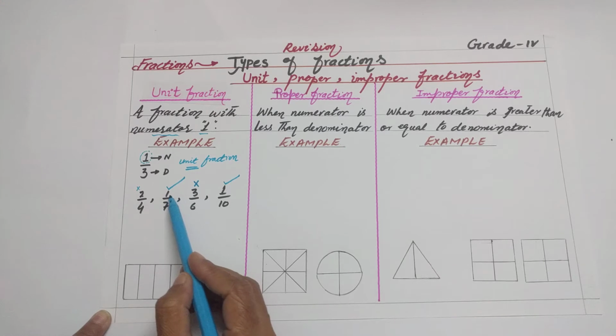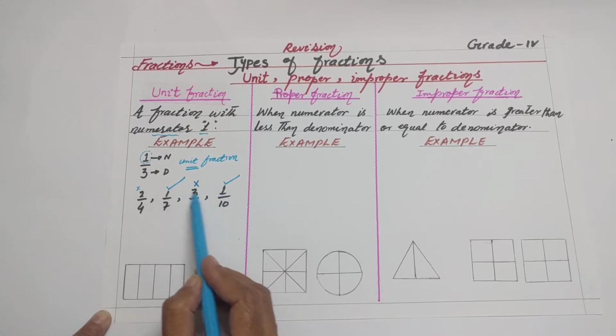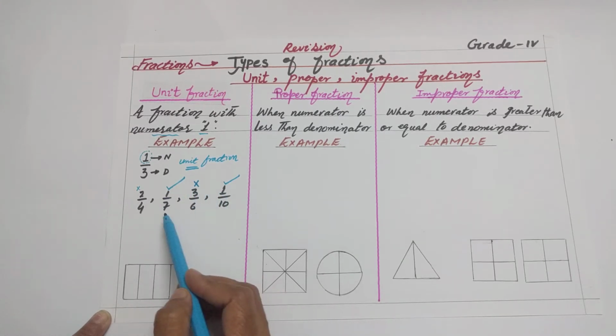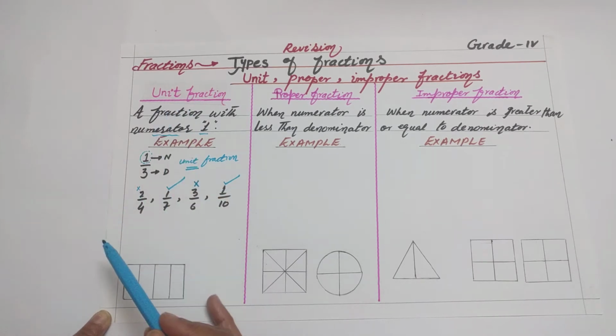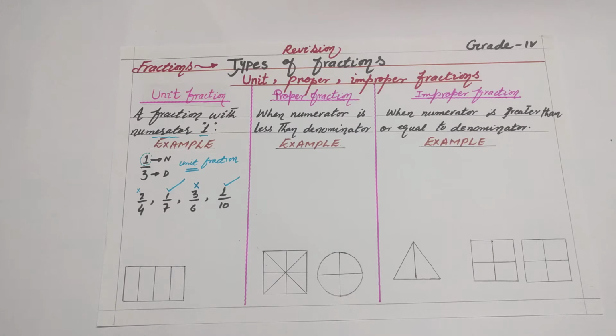Got it? So when the numerator of the fraction is 1, then that fraction is called unit fraction. So whenever you have a question asking you to choose the unit fraction, you just have to check the numerator. Wherever you find the numerator in the fraction as 1, that will be the unit fraction.